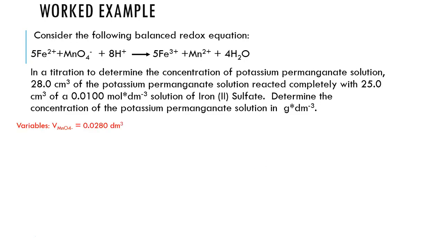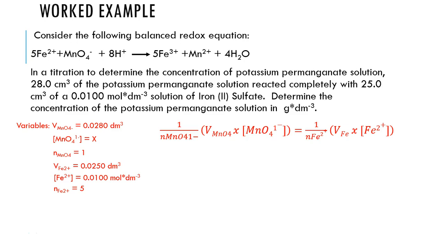So the first thing we'll do is list our variables. The problem tells me that the volume of permanganate is 28 cubic centimeters, which is 0.0280 cubic decimeters. It asks us to solve for the concentration of permanganate, so we'll call that X. Now, N, or the number of moles of potassium permanganate in the equation, is 1. So N of permanganate will be 1. The volume of iron 2 ions is 25 milliliters, or 0.0250 liters. The concentration of iron 2 is 0.0100, and the stoichiometric coefficient of iron 2 in the equation is 5.